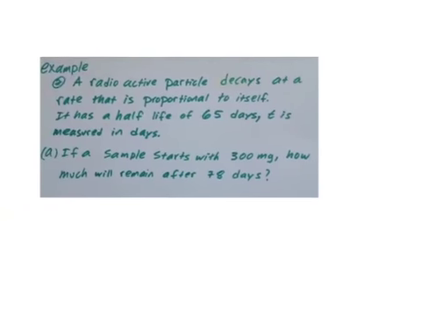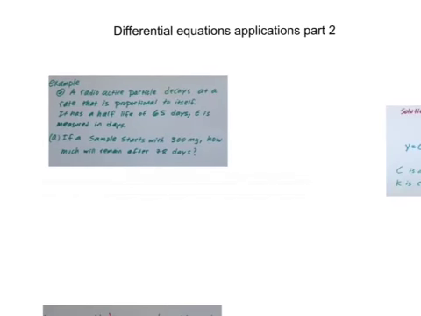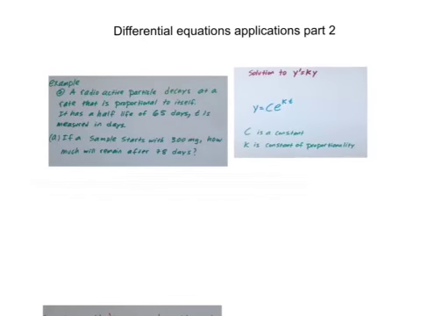So the first example says that a radioactive particle decays at a rate that is going to be proportional to itself. So meaning that it's going to follow the differential equation we talked about in the first video, which happens to be this one. So we know that it's going to have a solution that looks just like this. So we can assume that the solution to this is going to be this based on the previous video that we saw. It tells us that the half-life is 65 days, and this is going to be really crucial to help us find the k, the constant of proportionality.